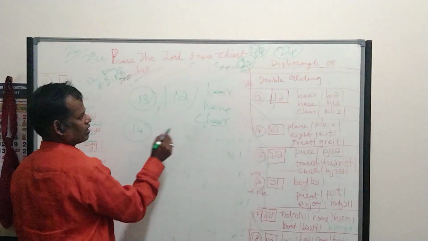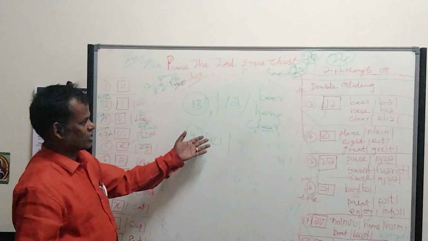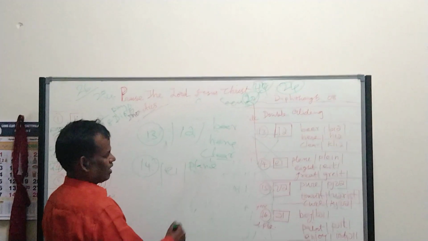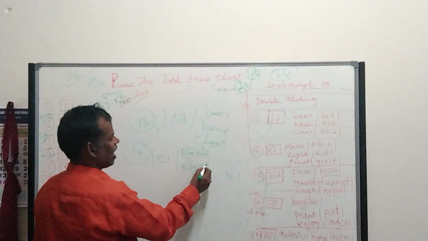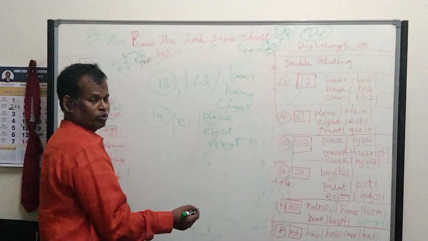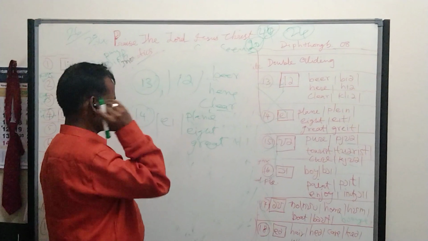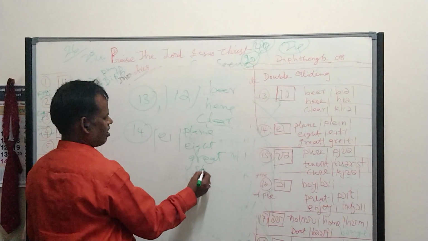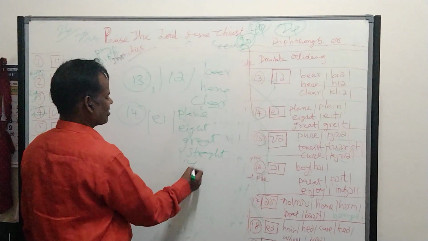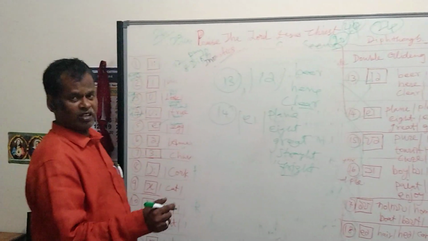And the 14th one is "ay," A plus E, as in plain, not plan. Also eight, E-I-G-H-T, and great, G-R-E-A-T. Great, plain, eight, great, and straight, S-T-R-A-I-G-H-T, and also fright, F-R-I-G-H-T. Many more words get their sound from this.